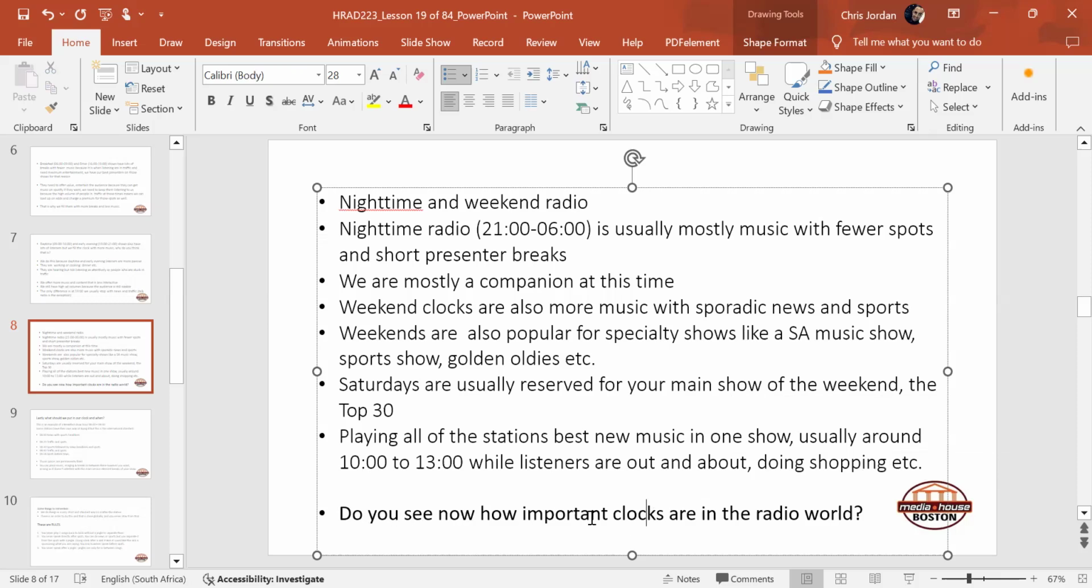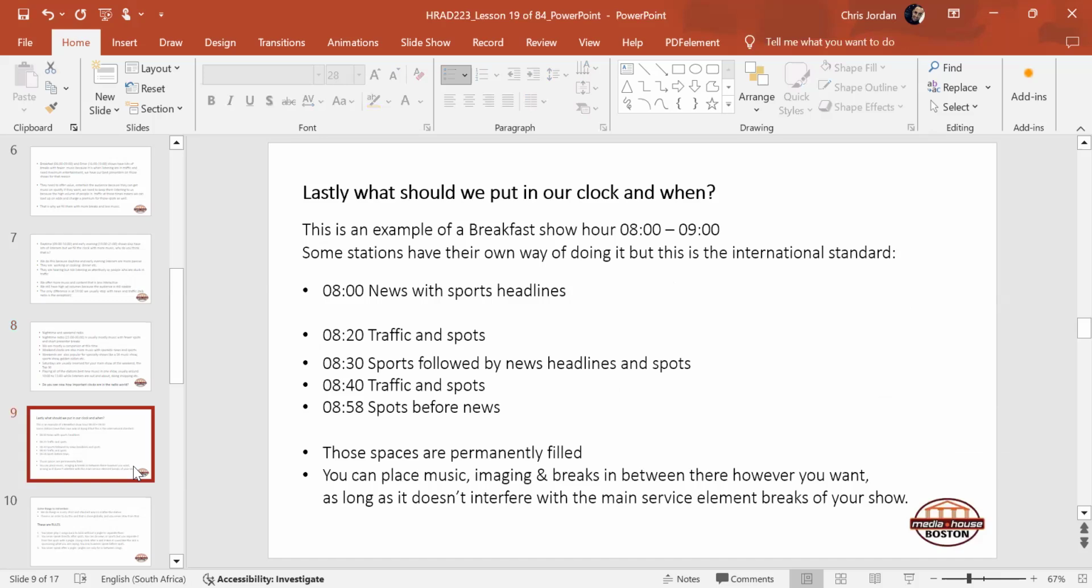Do you see now how important clocks are in the radio world? Because again, it's been paved out for you to understand. Listen, there's so much more to understand, and we're just obviously touching on the surface, right?